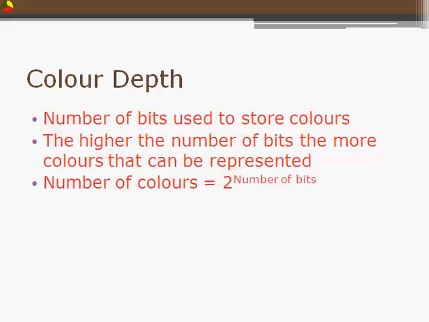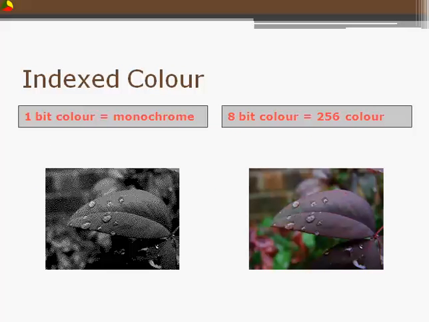And finally, we should look at color depth, and this is a little bit more complicated. Color depth is essentially the amount of bits that are used to store all the different colors in an image, and the number of colors is represented as 2 to the power of the number of bits that you've got to represent them. So for example, if you have 1 bit, 2 to the power 1 is 2, meaning that you can represent 2 colors. So 1 bit, that's black or white, and nothing in between, and that's called a monochrome image.